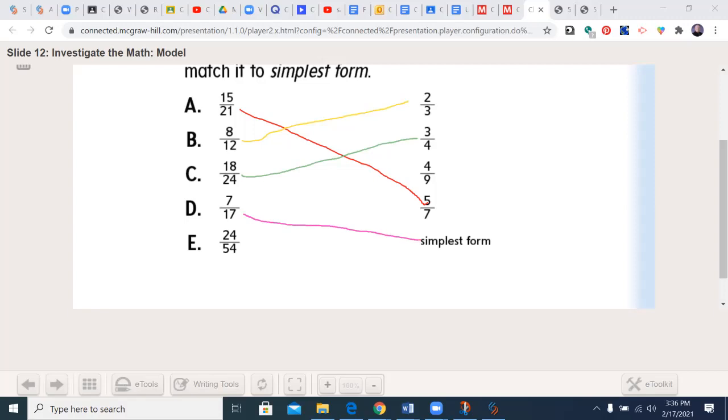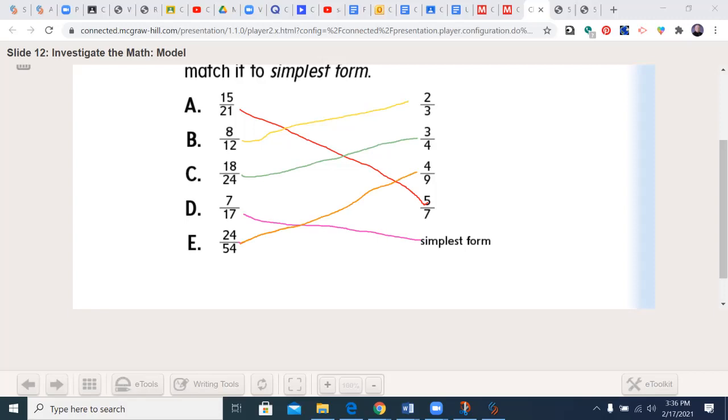24/54. Now, this one could take you a minute. You could go by 2 originally, and you get 12/27. And you say, well, I can see a 3 into both of those. So let's start with dividing by 6. 24, let's change the color there. 24 divided by 6 is 4. 54 divided by 6 is 9. So you can see the matching up.